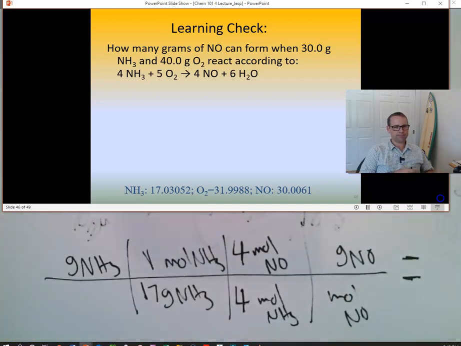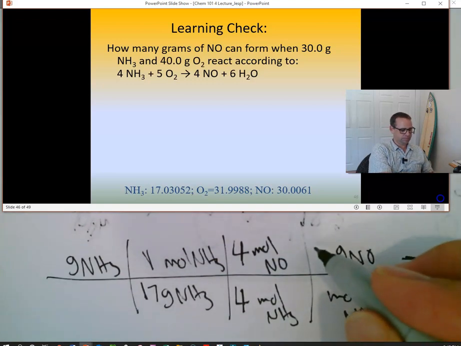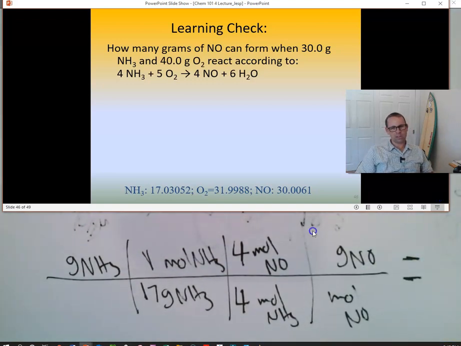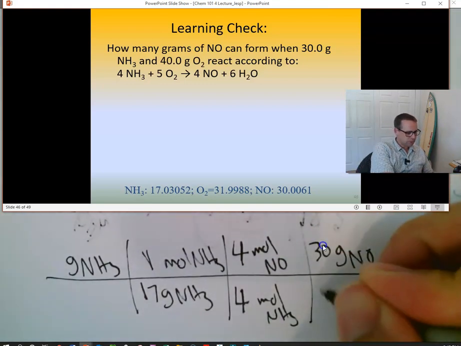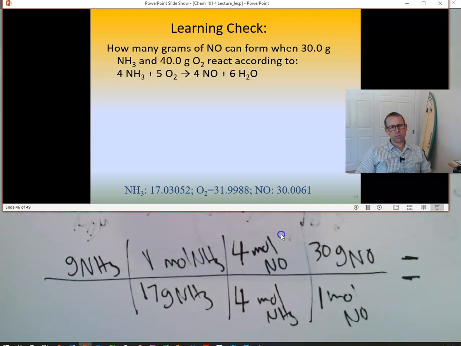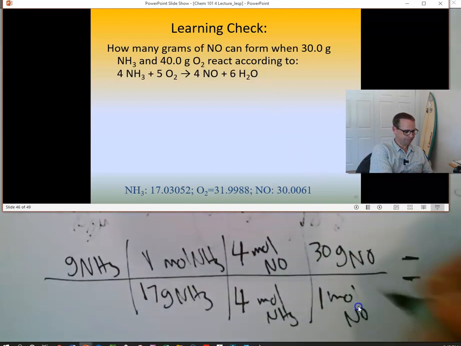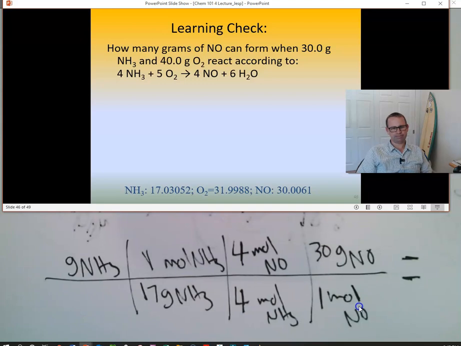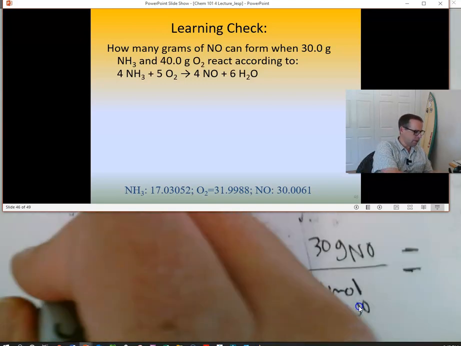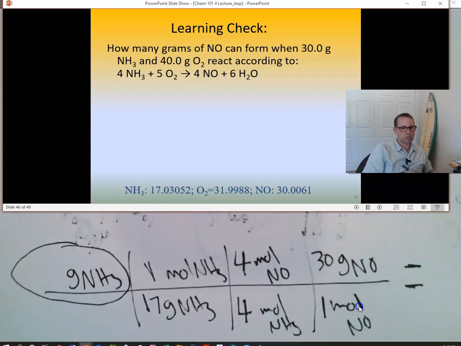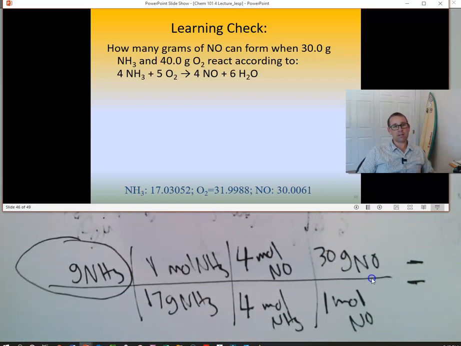And then we look at moles of NO. So that's 4. Grams of NO is 30. Okay, I would put 4 of NO. Am I wrong? Oh yeah, because it's 30 grams to 1 mole. Is that how that works? Because I keep looking at that equation that says 4 NO, right?